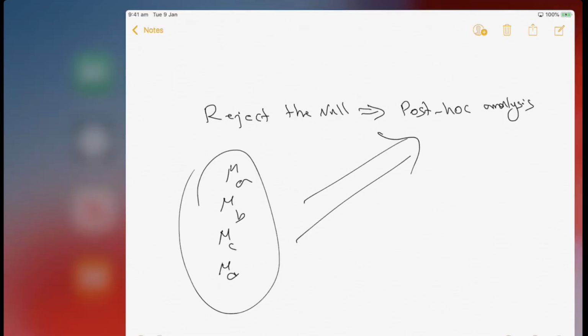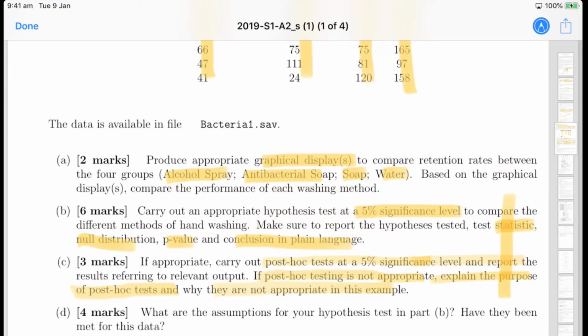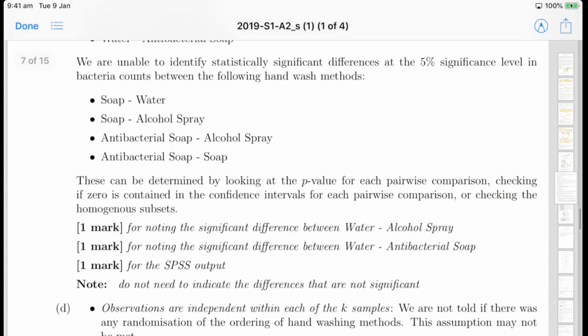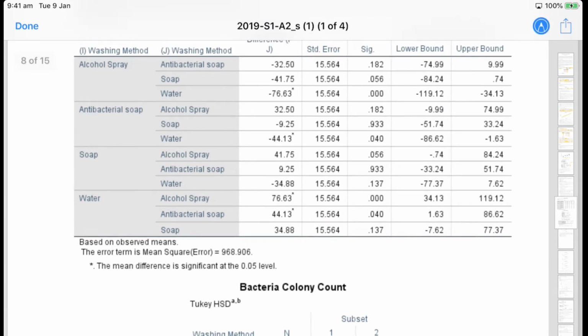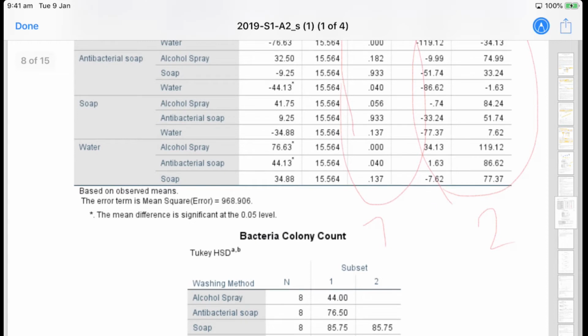Okay, so if you do the post hoc analysis with SPSS, you will get such a table. Here, I want to explain what they mean. How do we interpret the results? I'm going to circle 3 areas. Here, significance. Here, confidence intervals, and here, just the subsets that we have. How do we interpret that?